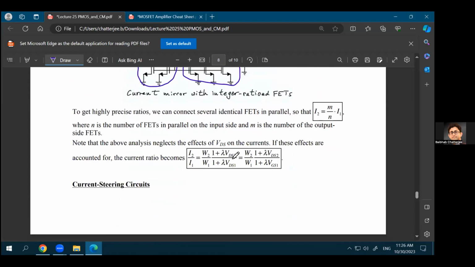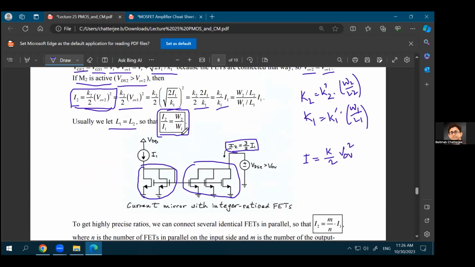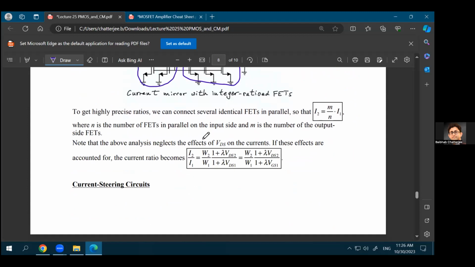So when you take the lambda or channel length modulation parameter into consideration, your I2 over I1 will be slightly different from the case where you did not take channel length modulation into consideration. But it will probably not vary too much, because W2 over W1 is something that dominates the amount of current that will be seen in the second branch.